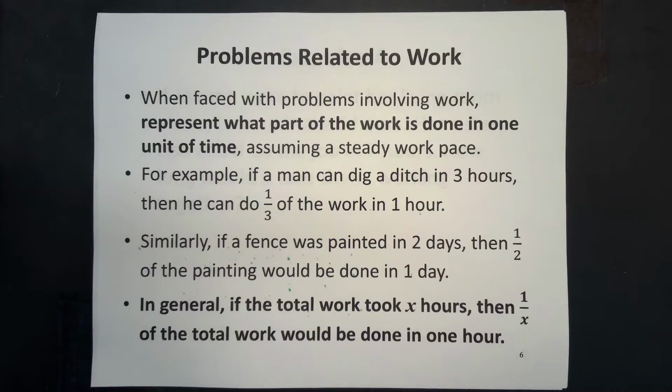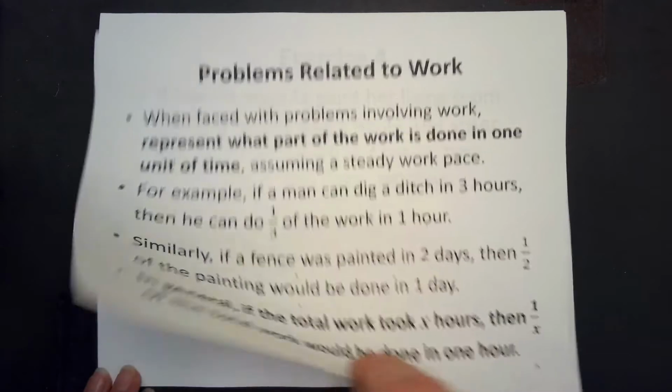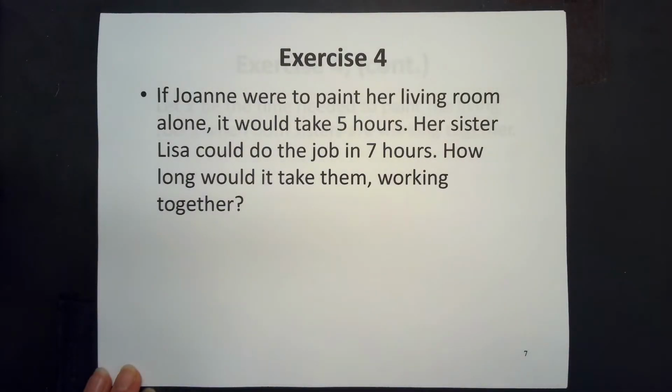Similarly, if a fence was painted in 2 days, then 1/2 of the painting would be done in 1 day. In general, if the total work took x hours, then 1/x of the total work would be done in 1 hour. Theoretically, different parts of different jobs take different amounts of time. Work's not necessarily linear, but nevertheless, let's just assume it is. Let's assume the same rate across the entire thing.